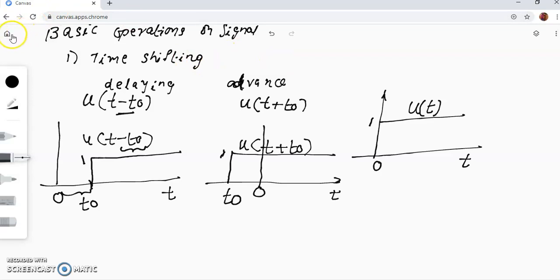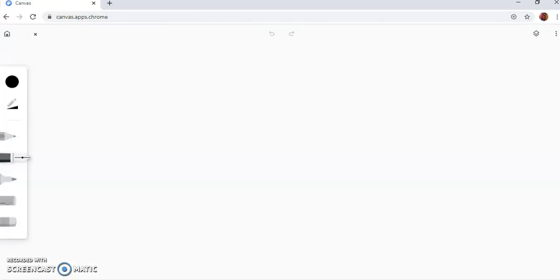So let us now go to the next operation on the signal, and this is called time reversal. The second operation is called time reversal.